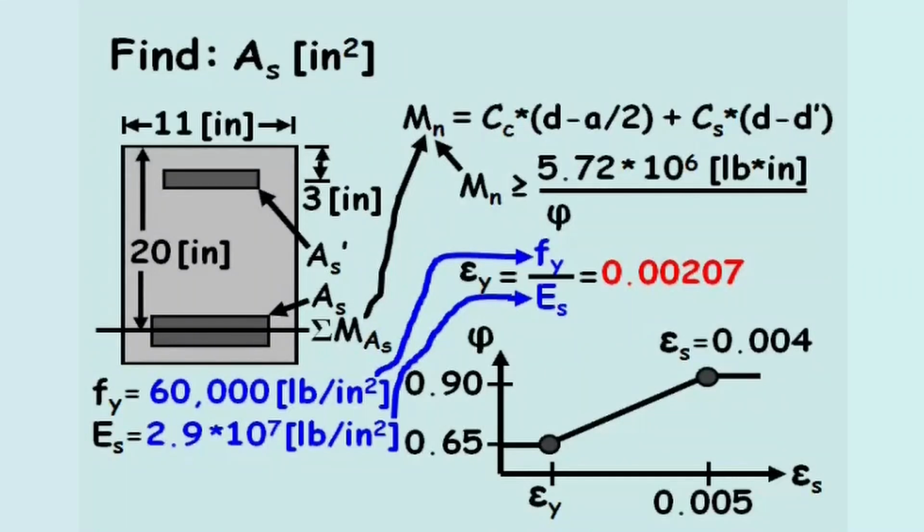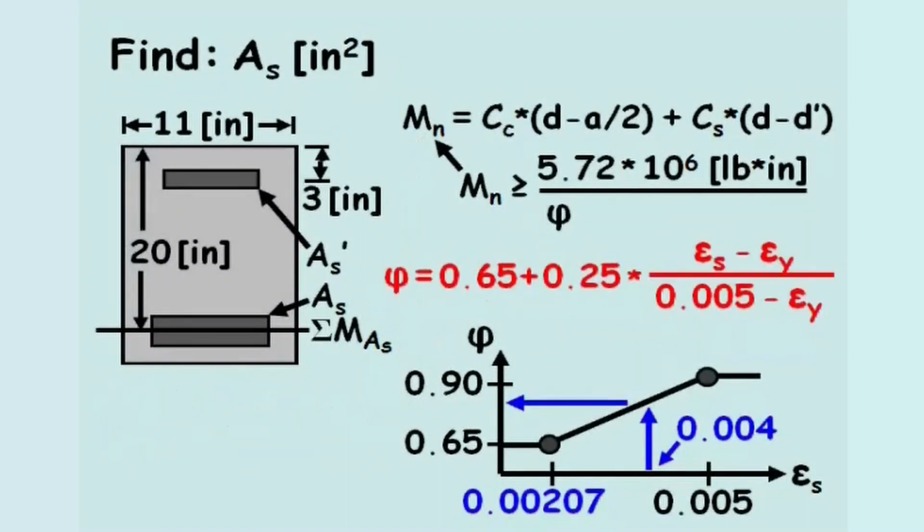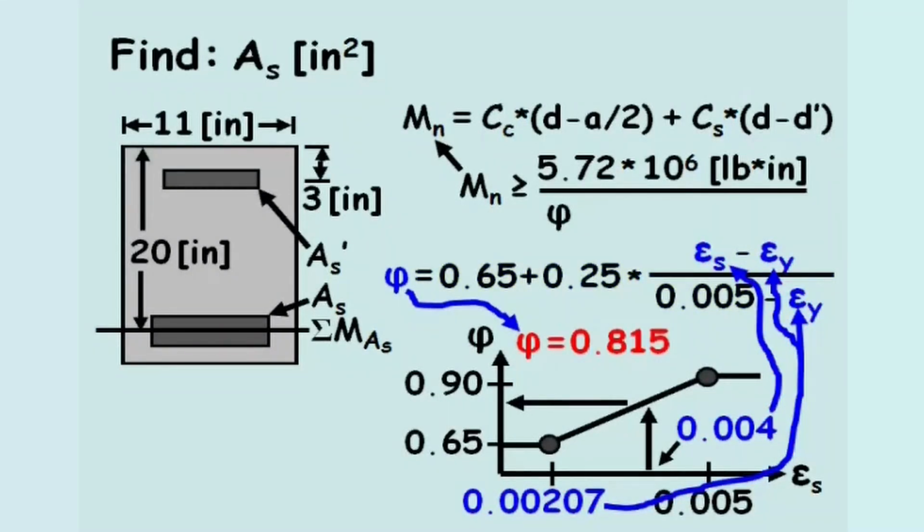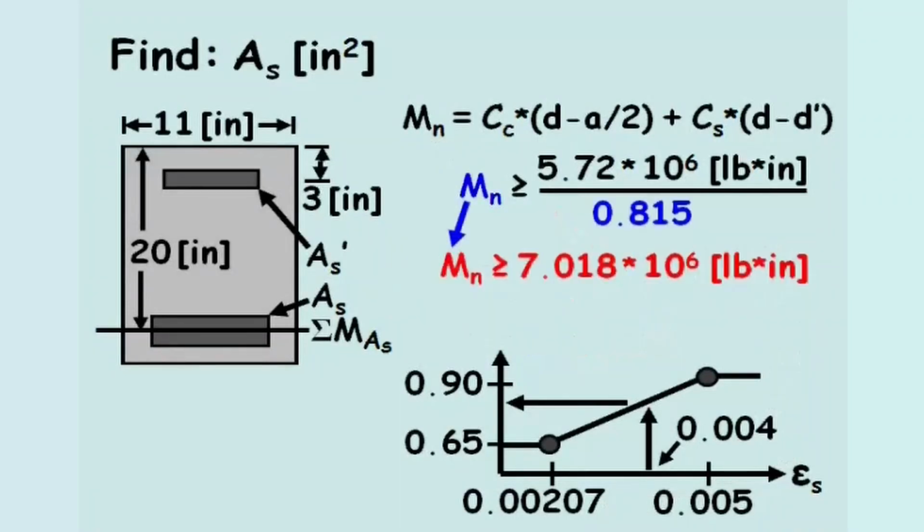0.00207. Returning to the chart to determine the strength reduction factor, phi, we can linearly interpolate to compute the value of phi. After plugging in the appropriate strain values, the strength reduction factor equals 0.815. Now we'll plug this value into the equation for the nominal moment, Mn. And the nominal moment is at least 7.018 times 10 to the 6 pounds-inches. Since we don't want to over-design the beam, we'll change the inequality sign to an equal sign.